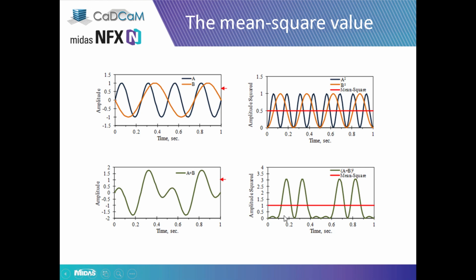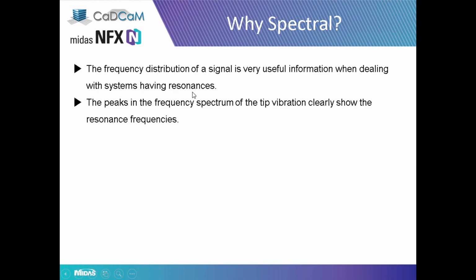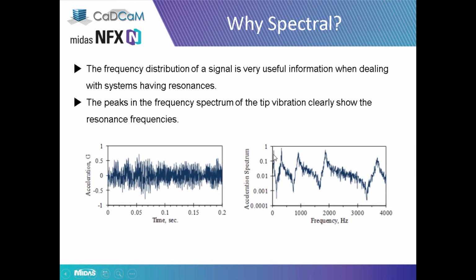Here we can see that all the values in this example are above 0, because this is squared and also this is squared. So it's very important in the evaluation of the PSD. Why spectral? The frequency distribution of a signal is very useful information when dealing with systems having resonance. The peaks in the frequency spectrum of the tip vibration clearly show the resonance frequency: first, second, as I showed before.